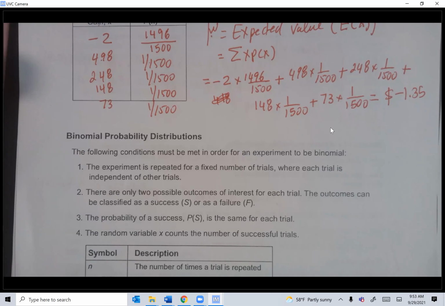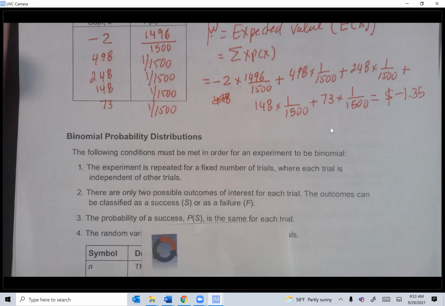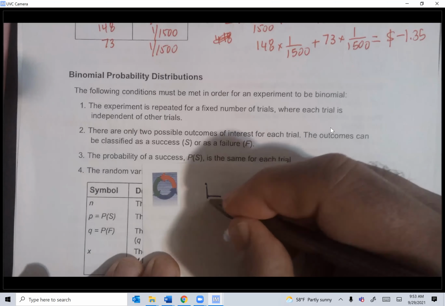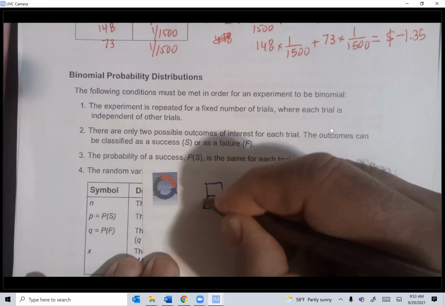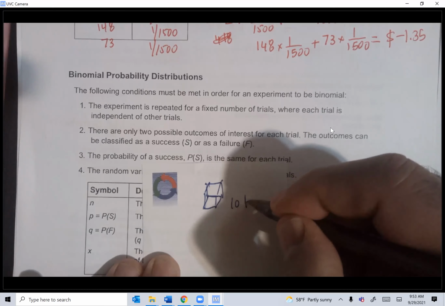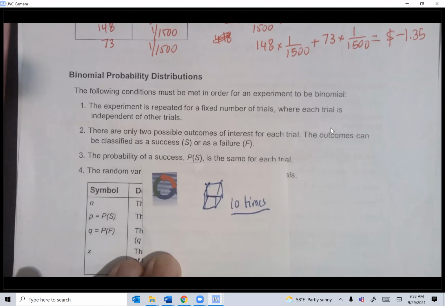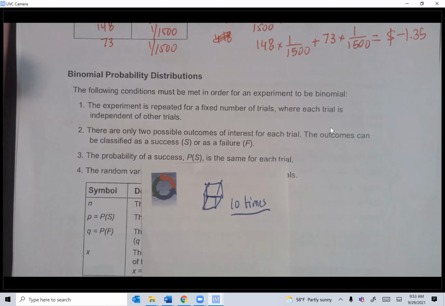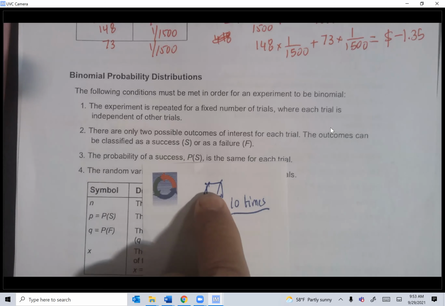Here's an example. Please pay attention to this. I'm going to roll a die. I'm going to roll it 10 times. So that's a fixed number of trials, guys. We're doing it only 10 times. That's condition number one. You win if the die lands on a 6 face up, and you lose if it doesn't.